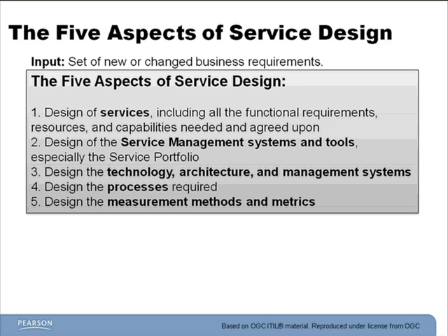So if one of the services we need to design is email, this is where we're going to figure out what email platform we're going to choose, how many servers we're going to need to deliver it, how these servers connect to each other, how do they connect to the core switch, where do they fit into the rack, all that other stuff. Number 4 is we're going to design all of the processes required to run all this stuff.